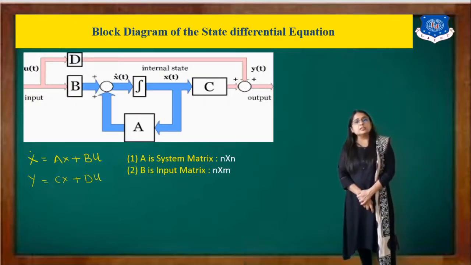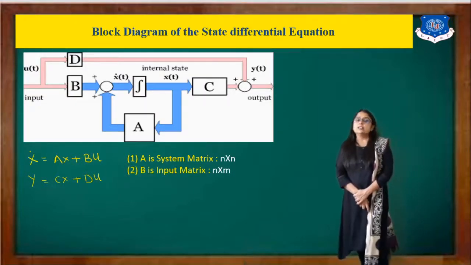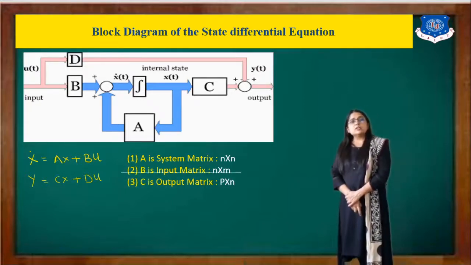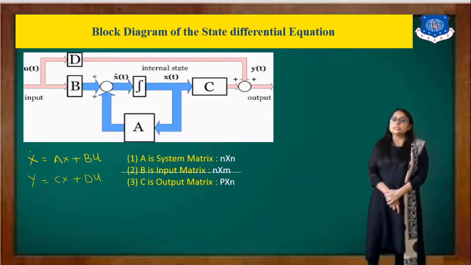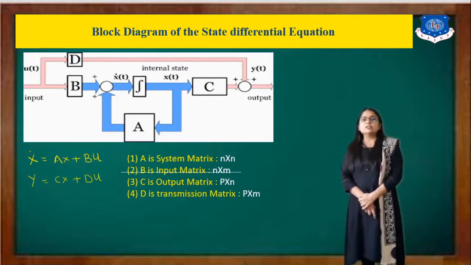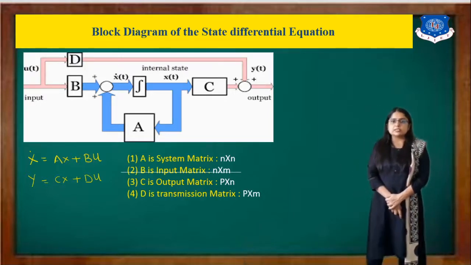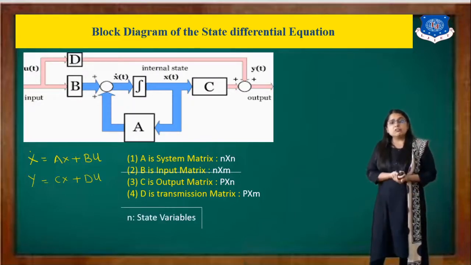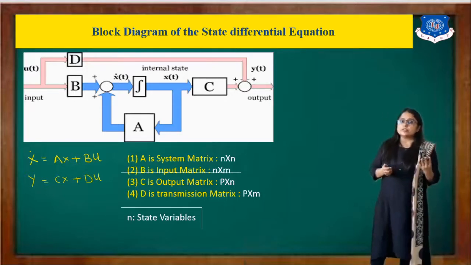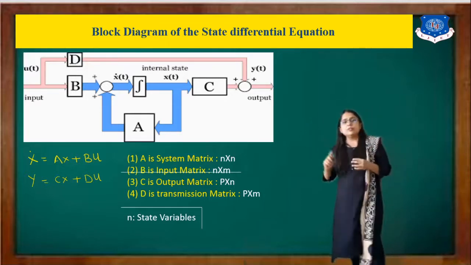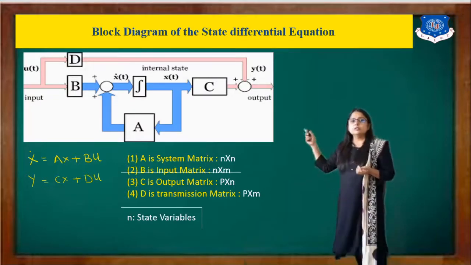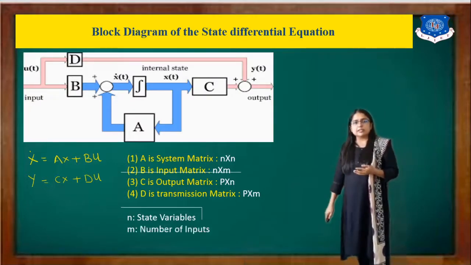Now B is known as the input matrix, and its size is n cross n. C is known as the output matrix, size P cross N, and D is known as the transmission matrix, and its size is P cross N. Where N is the number of state variables. If you have 4 state variables, then the size of the A matrix will be 4 cross 4. If you have 3, then 3 cross 3, like this.